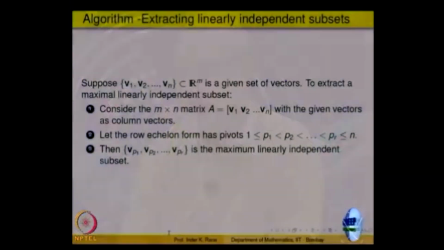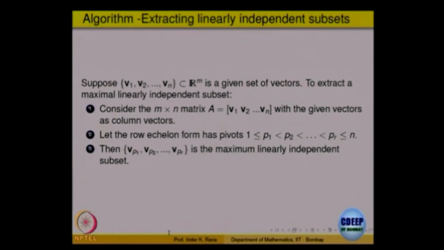So this is what I put as an algorithm. Suppose you are given vectors v1, v2, v3, up to vn, a given set of vectors. The aim is to extract a maximal linearly independent subset out of it. Given a set of vectors, I want to extract from the given set a subset which is linearly independent and the largest such subset.